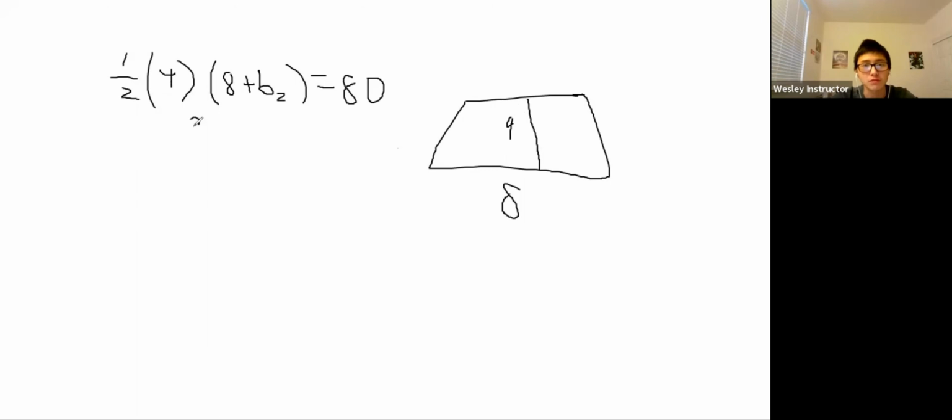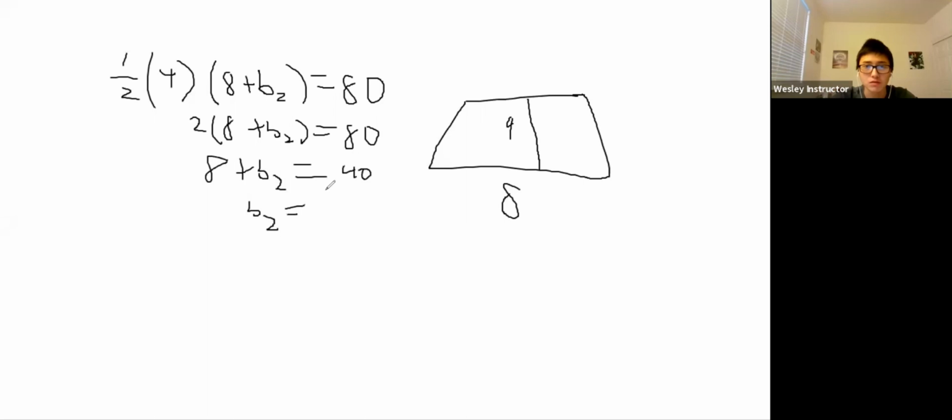This becomes 2 times (8 plus b2) equals 80. Divided by 2, 8 plus b2 equals 40. That means the other base, subtract 8 from each side, equals 32. So it equals 32 inches. Always put units.